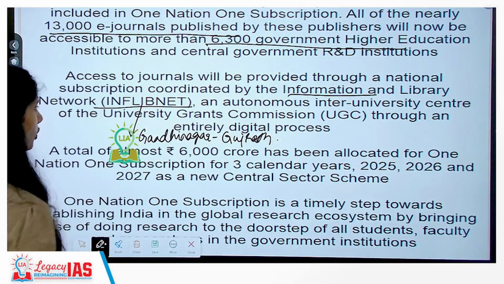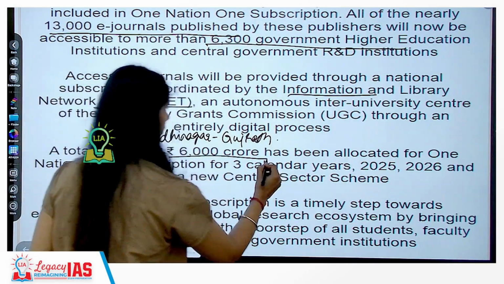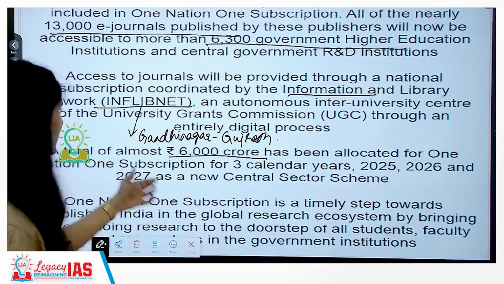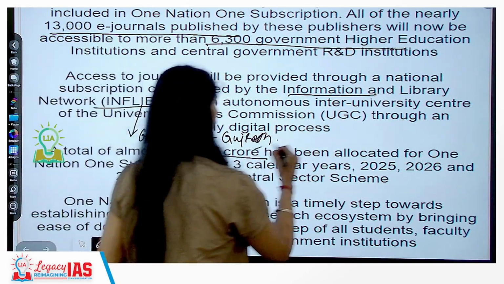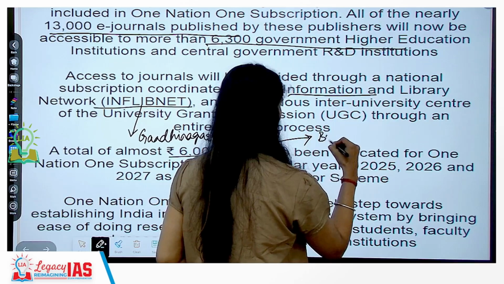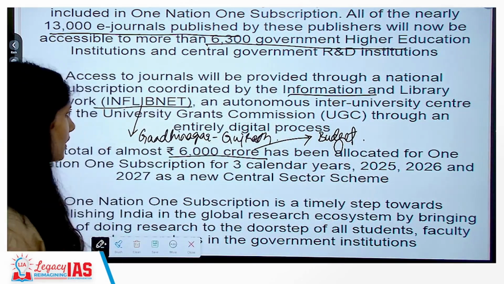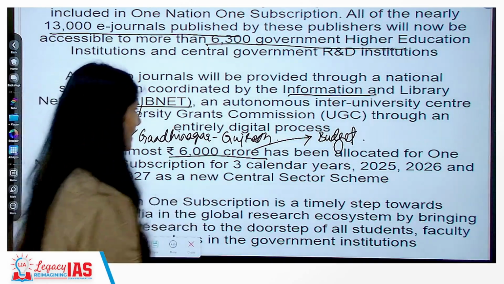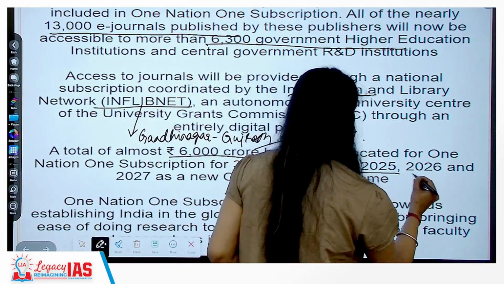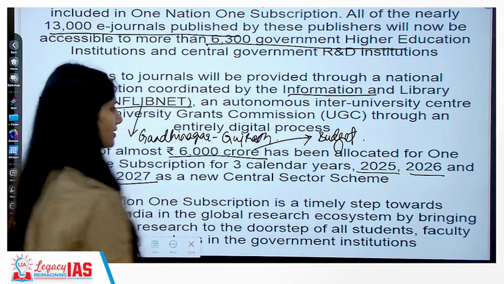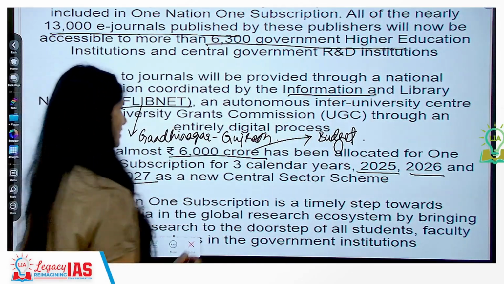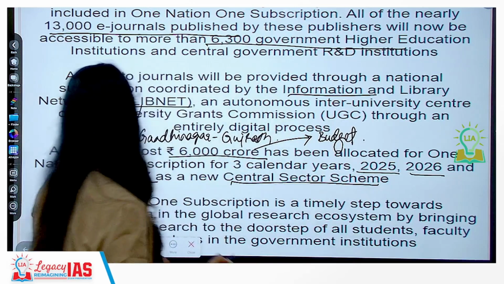A total of almost 6,000 crores has been allocated for One Nation, One Subscription. So, the budget allocation for this scheme is 6,000 crores, and this is for the three calendar years of 2025, 2026 and 2027, and this is a central sector scheme.